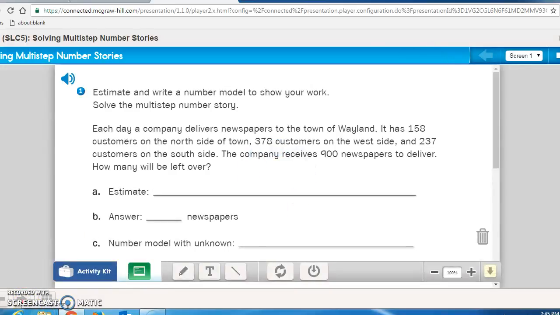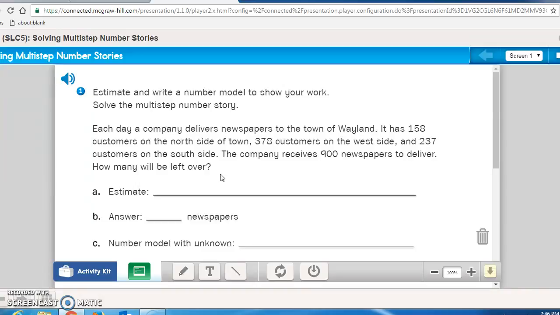And we're moving forward. It says, estimate and write a number model to show your work. Solve the multi-step number story. Remember, multi-step just means more than one step. So for this, you're going to go back into your math journal to page 79, and I'm going to help you with this first one. Each day, a company delivers newspapers to the town of Wayland. It has 158 customers on the north side of town, 378 customers on the west side, and 237 customers on the south side. The company receives 900 newspapers to deliver. How many will be left over?